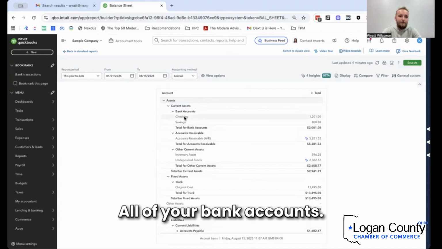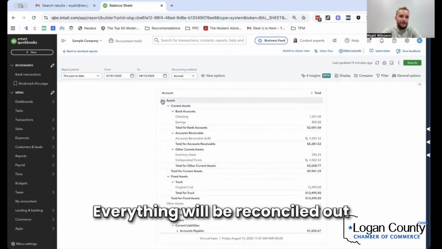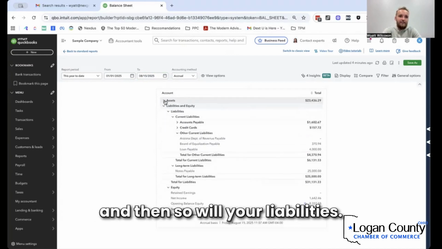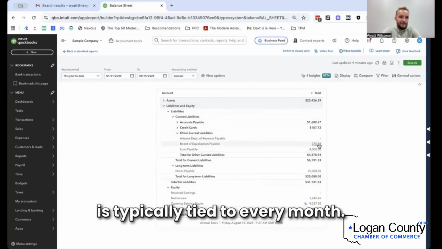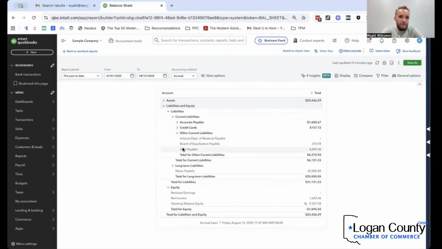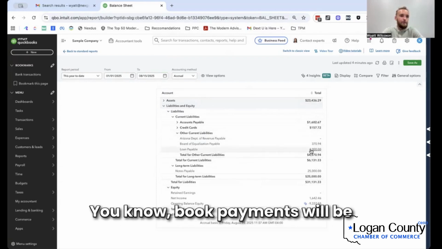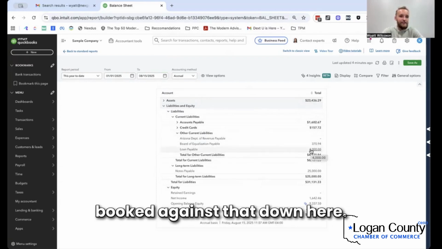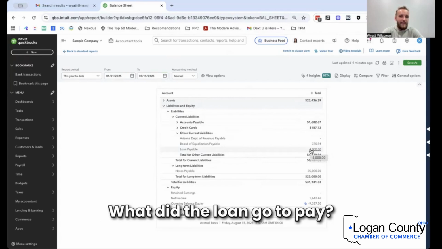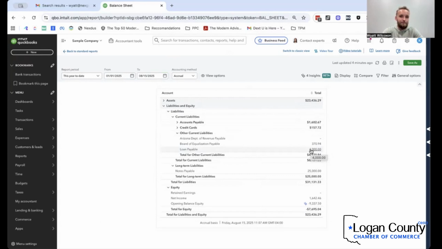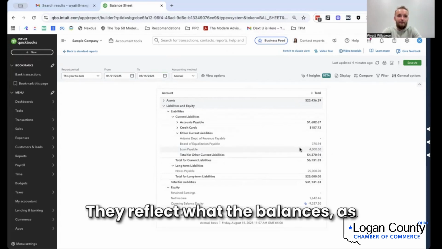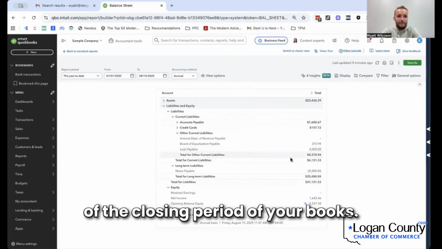All of your bank accounts, everything will be reconciled out. And then so will your liabilities. So as this balance changes, this is typically tied to every month. In the loans payable, book payments will be booked against that down here. What did the loan go to pay? It would be booked in there to that account. All of that to say, these numbers change. They reflect what the balance is as of the closing period of your books.